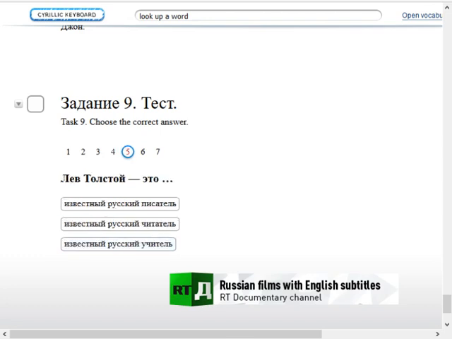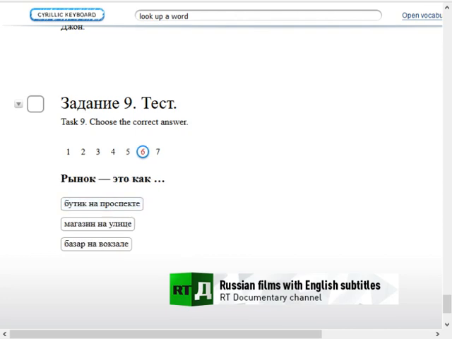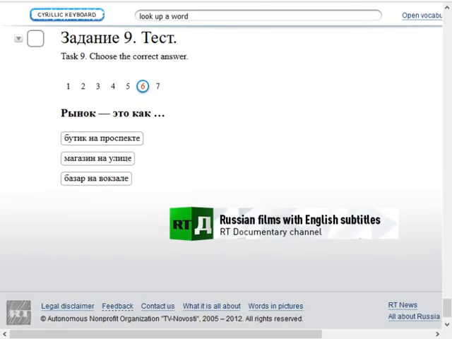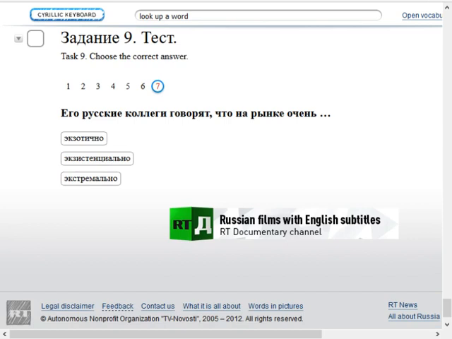Lev Tolstoy was, of course, a great Russian writer. He wrote War and Peace and Anna Karenina. So, yeah, известный русский писатель, a famous Russian writer. Рынок — это как, what is рынок? Это как магазин на улице. It's like a shop on the street, как магазин на улице.